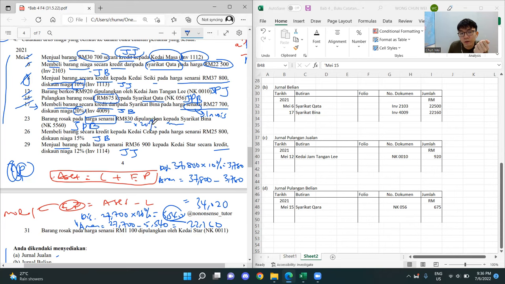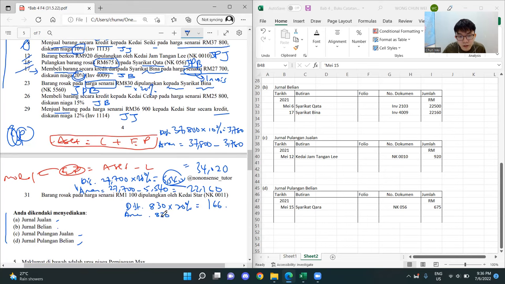So, now when we pulangkan, we have to use this figure. Tolakkan 20%. Therefore, how do you calculate it? So, let's calculate the discount dulu. Use 830 ringgit times the 20%. How do we know 20%? You refer back. You find back. This is syarikat bina. So you look for syarikat bina here. Yeah, 20%. So 830, 20%. You get 166. Right? So amount yang perlu dipulangkan or amount yang perlu dibayar tadi ialah 830 minus 166 equals to 664. So this is the amount yang perlu dipulangkan.